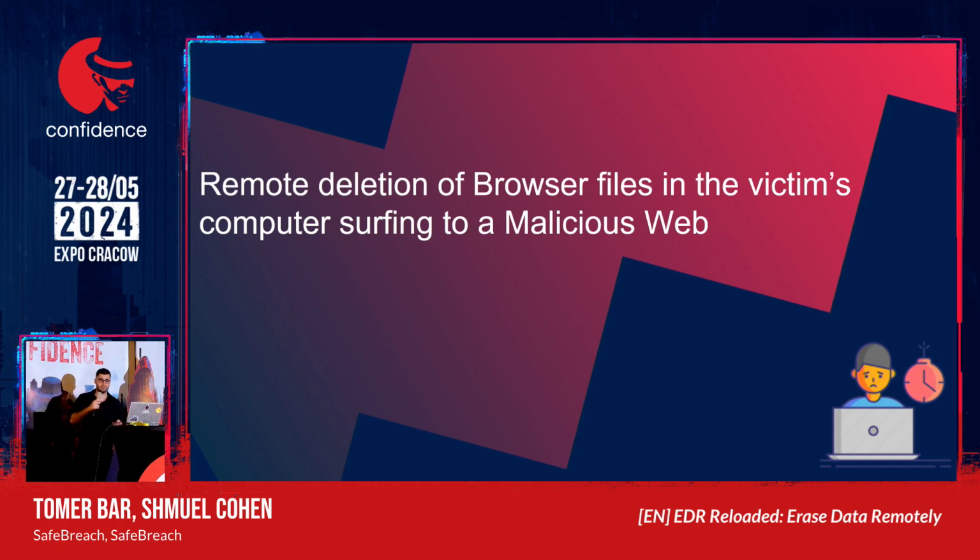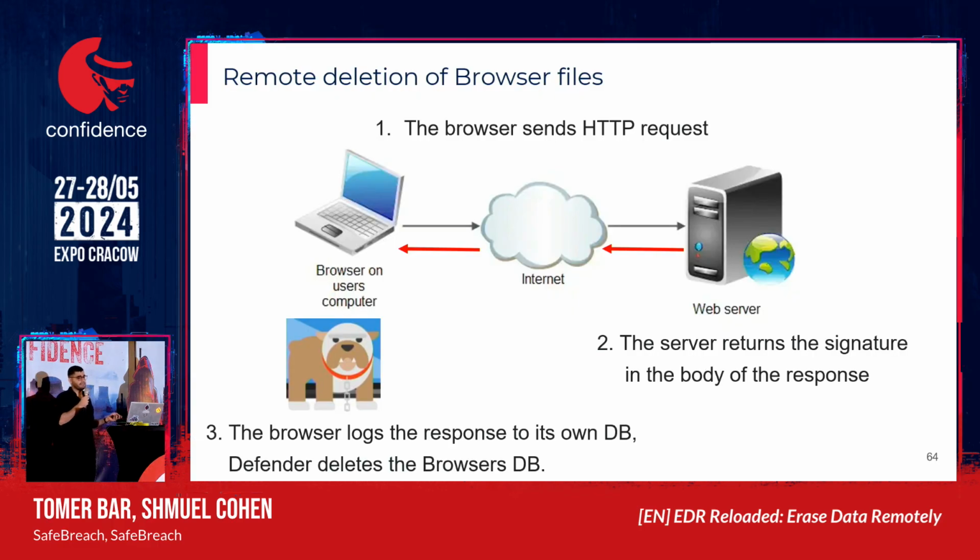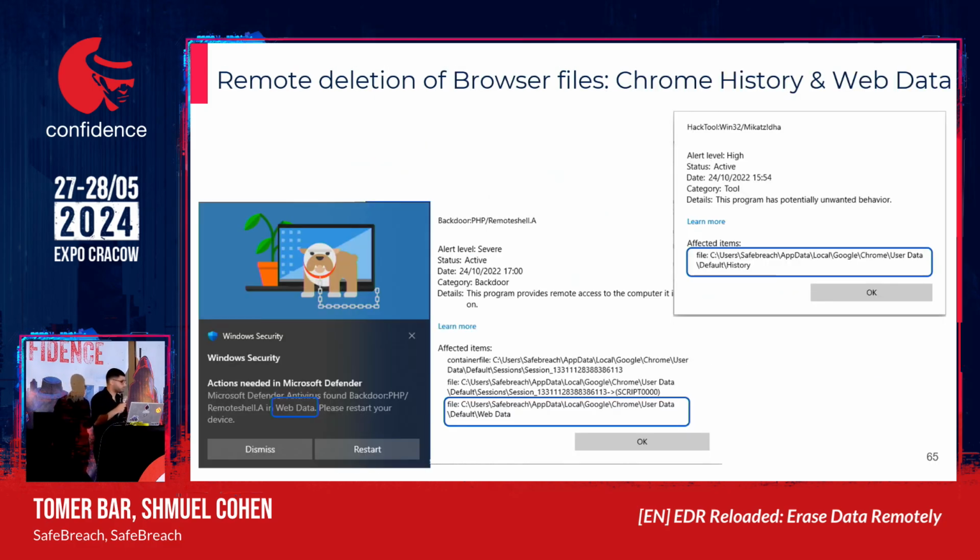Now we'll shift gears and demonstrate the reverse scenario, when a web server can launch attacks against a client browser. When an attacker sends a link to the victim, once clicked, the victim browser sends an HTTP request to the server. The malicious web server then responds with the signature, perhaps hidden within a cookie. As a result, the victim browser logs the response into its local database, which then triggers Defender to delete it. In this example of remote deletion, we remotely delete from a malicious web server the entire Chrome history and web data database.